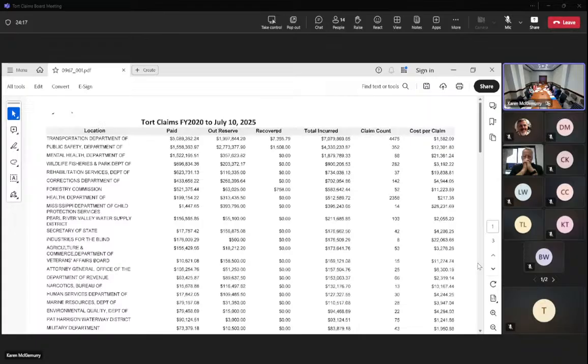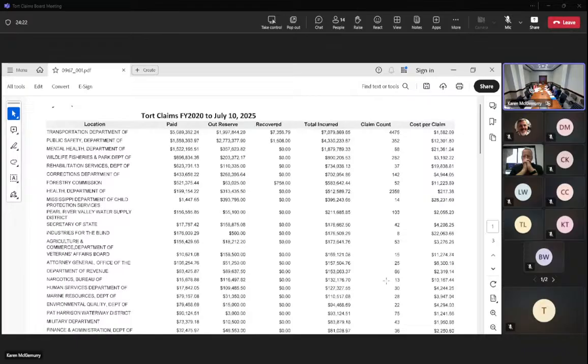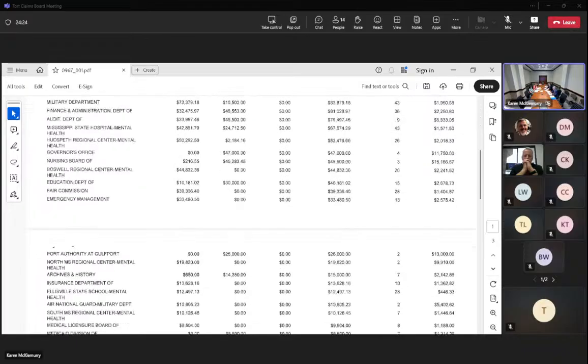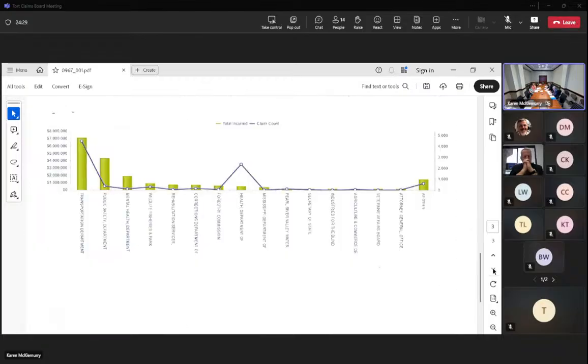And then if you flip over, there's also a chart that breaks down those total incurred and claim count by agencies. Primarily the largest, and then you'll see an aggregate of all others. So these are our largest agencies with the most claims. I'm happy to answer any questions the board may have, but wanted to present this information to you pursuant to your request.